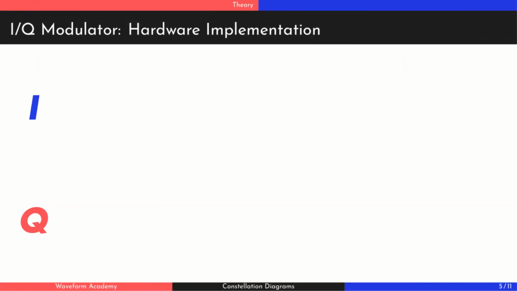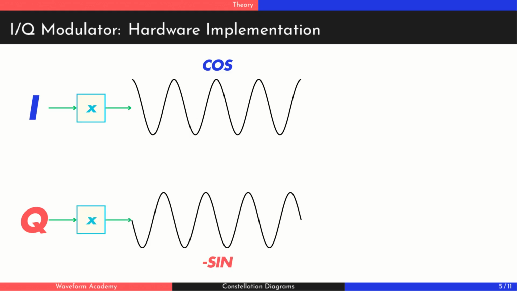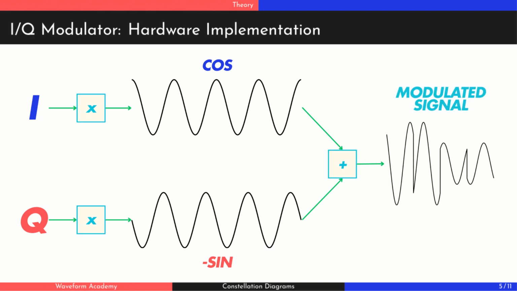So how do we actually create this modulated wave? That's where the brilliance of the IQ modulator comes in. The transmitter takes our two values, I and Q, and sends them on two separate paths. The I component, the real part, is multiplied by a cosine wave. The Q component, the imaginary part, is multiplied by a negative sine wave. This is the same carrier, but shifted by 90 degrees. Finally, these two signals are added together. Thanks to trigonometry, their sum forms exactly the wave we wanted, one with the precise amplitude and phase set by our original complex number.